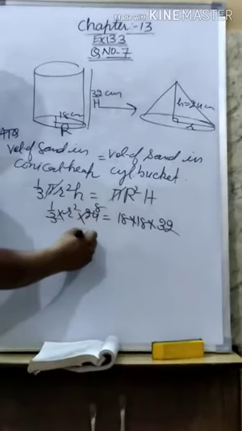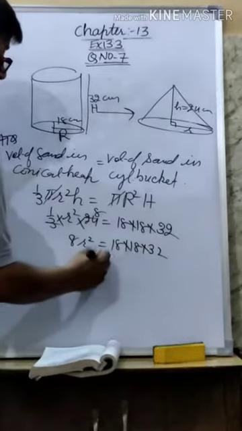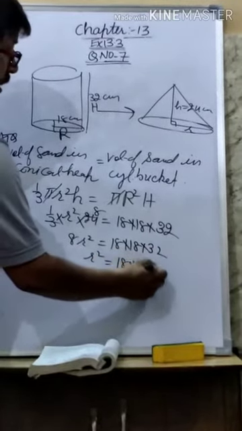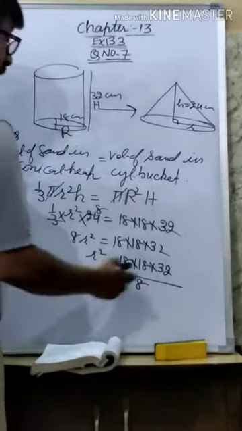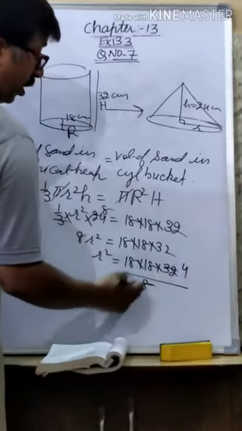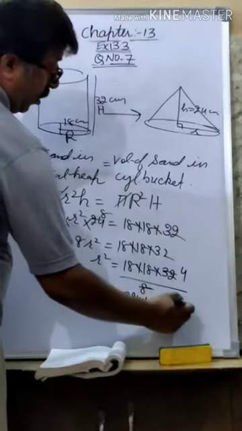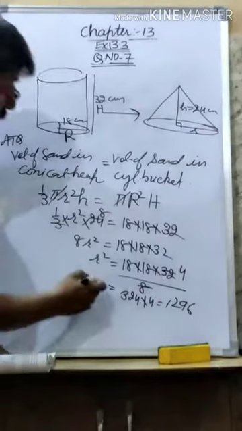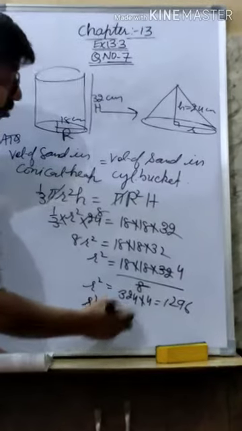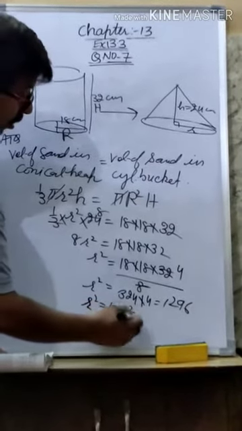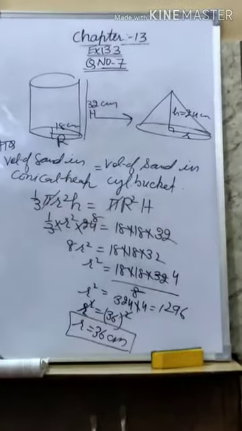3 eights are 24, so 8 r square equals 18 into 18 into 32. So r square is 18 into 18 into 32 upon 8. So my dear students, 8 fours are 32. 18 into 18 is 324, into 4 is 1296. This is r square, and this 1296 is the whole square of 36. So r is equal to 36 centimeter.